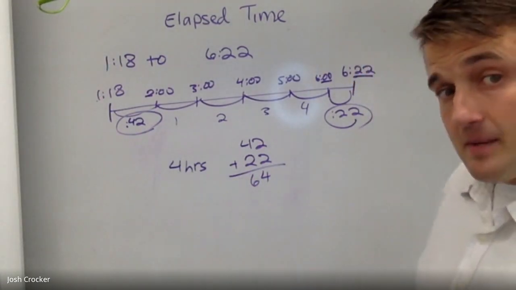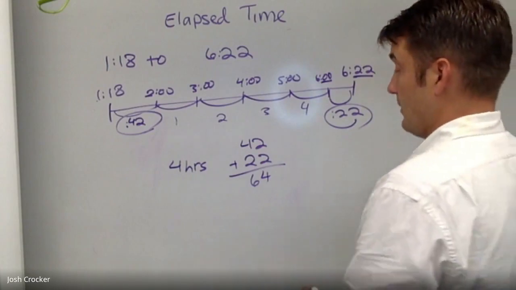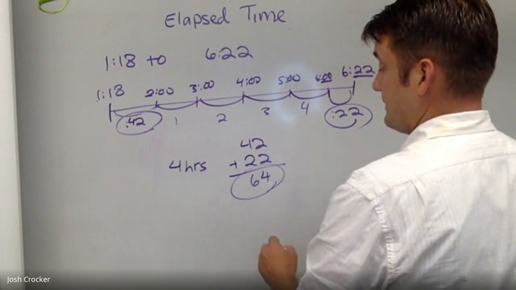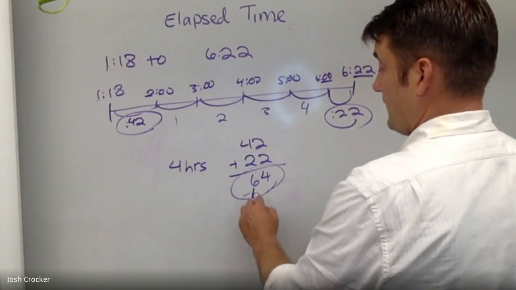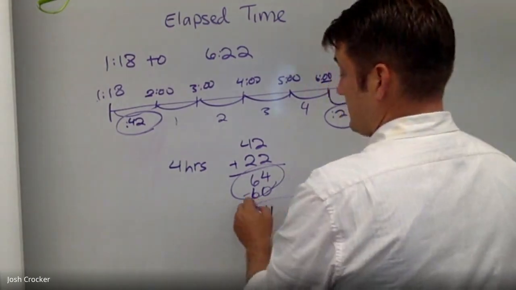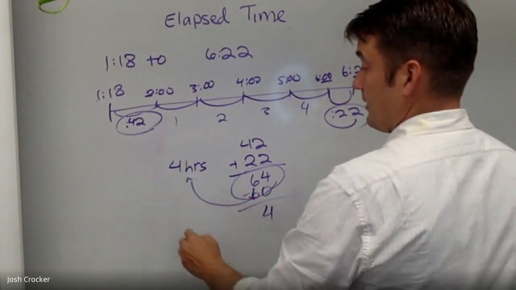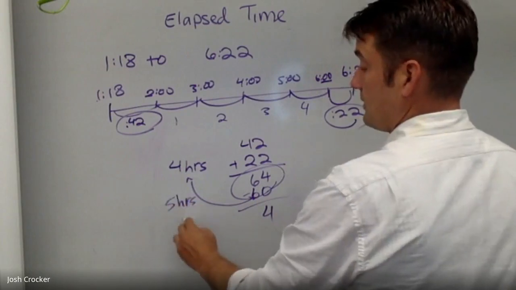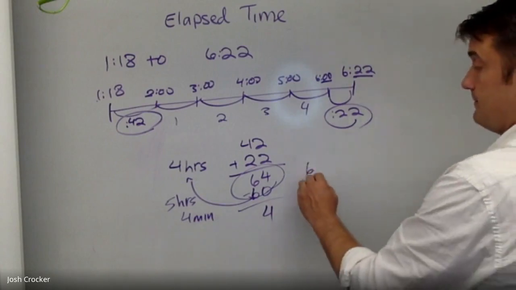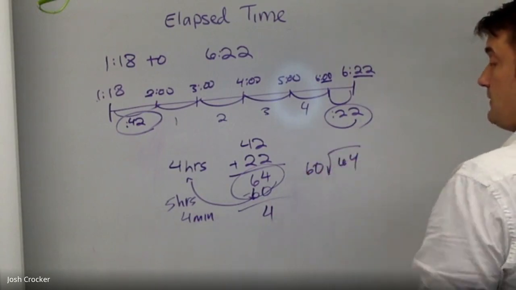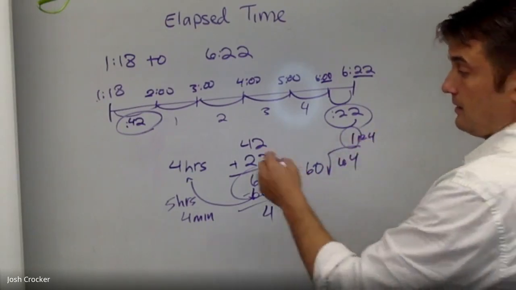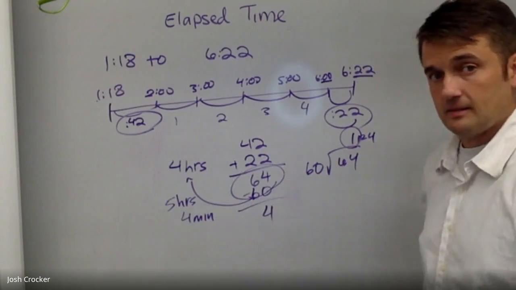We know that 60 minutes is an hour. So I'm going to take from this. You can look at it two ways. You can look at it like I'm subtracting 60 and there's 4 left. So this 60 that I subtracted, that's another hour. So now I'm at 5 hours, 4 minutes. Okay, or you could divide. 64 divided into groups of 60 would be 1, remainder 4. 1 hour, 4 minutes.